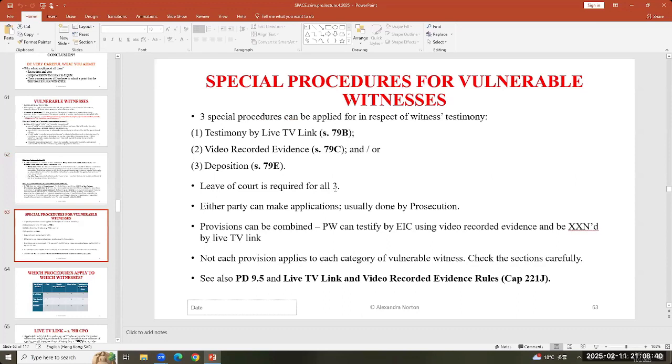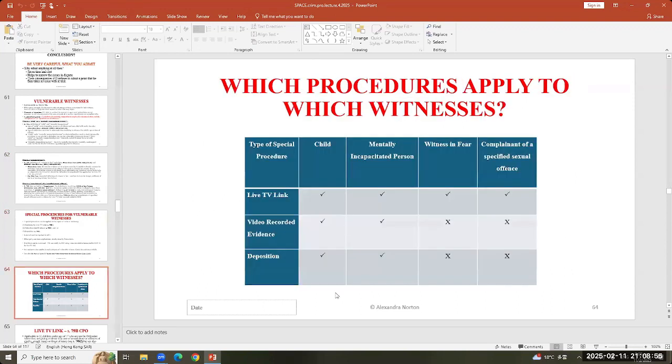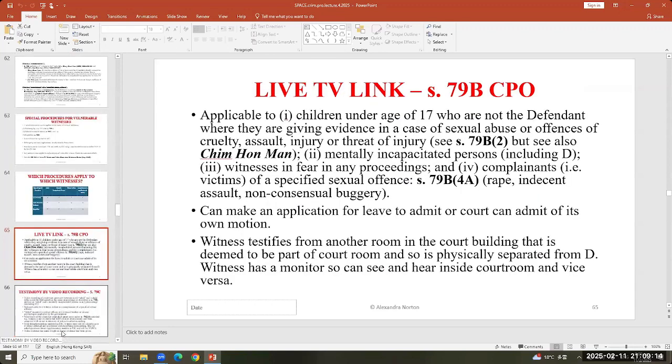Remember, these procedures can be combined, right? So you may have a witness testifying by live TV link as well for possibly cross-examination, having first had their video recording introduced as evidence in chief. But not all provisions apply to all types of vulnerable witness. So, for instance, a witness in fear or a complainant of a specified sexual offense, the only possibility for them to give evidence is by the live TV link. They cannot rely on video recorded evidence or deposition.